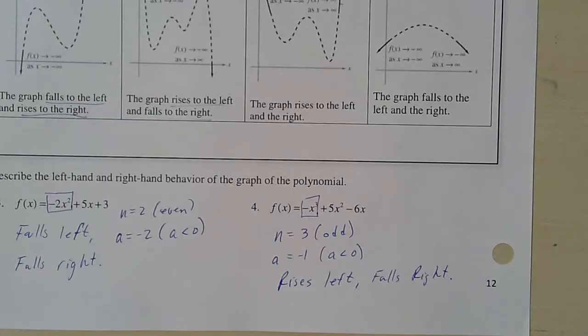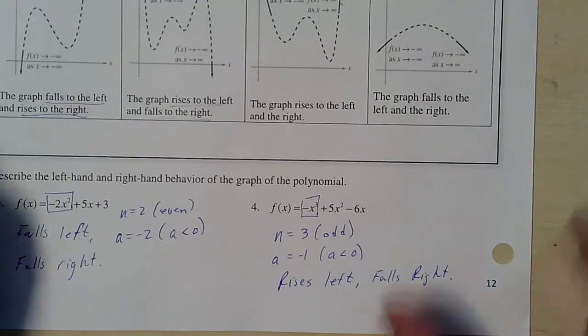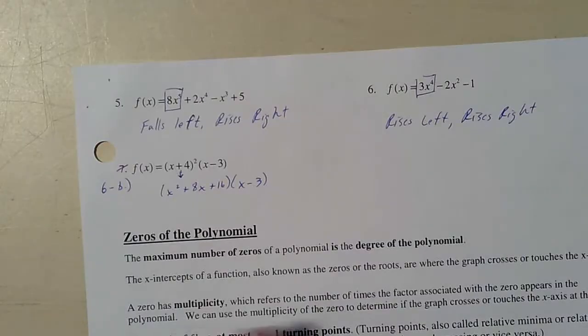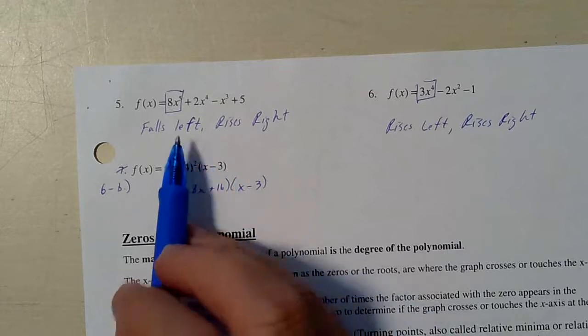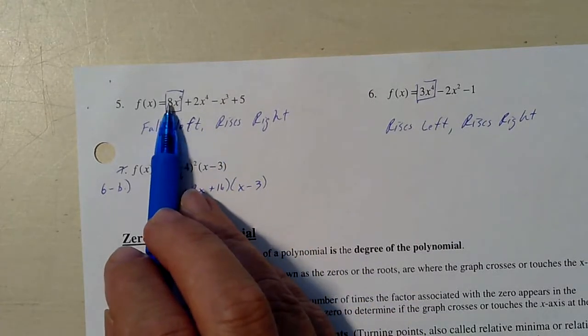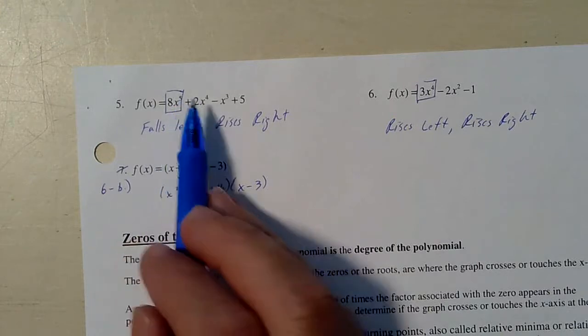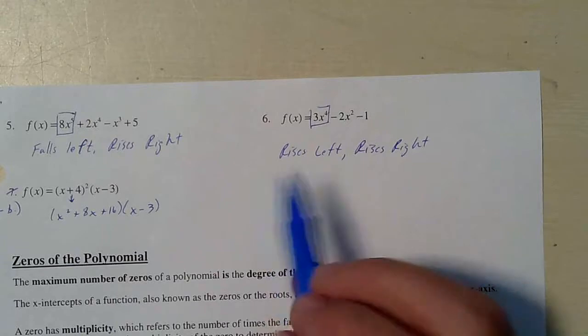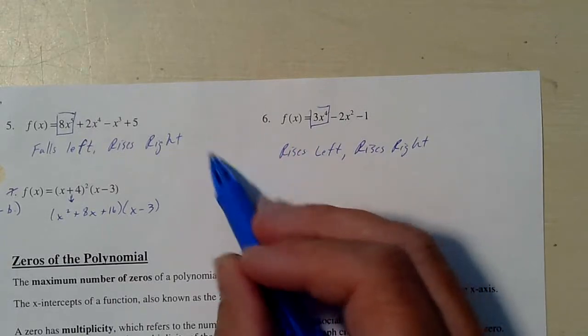Okay, your turn to stay engaged and participate. Pause the video and try the next, how many? 5, 6, and 7, I think. Go ahead. Okay, here's your feedback on this. Falls left, rises right. If you didn't get that, recheck your rules. Positive, and it's odd, right? This one is an even exponent, and it's positive again. So this is going to kind of do the horseshoe thing. All right.